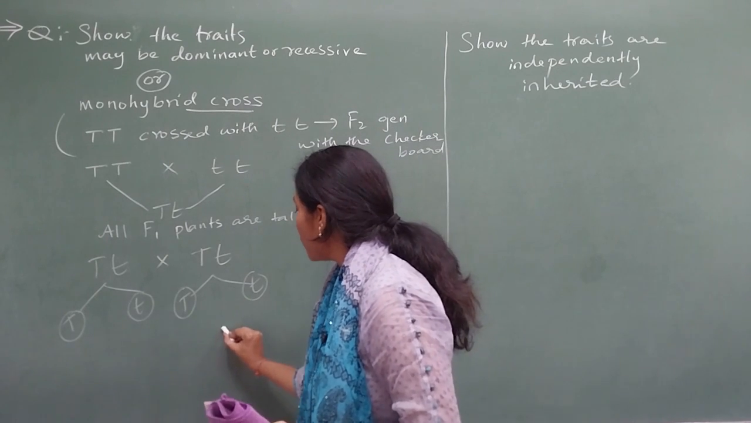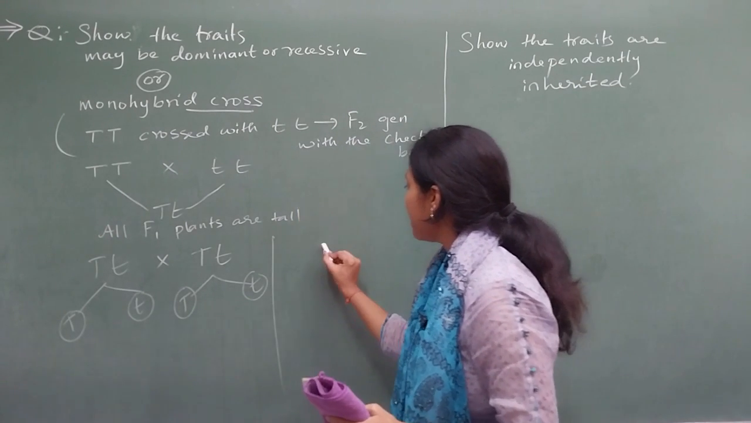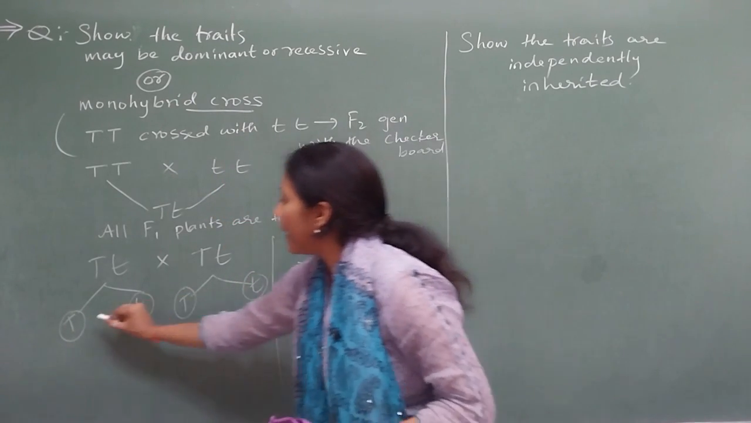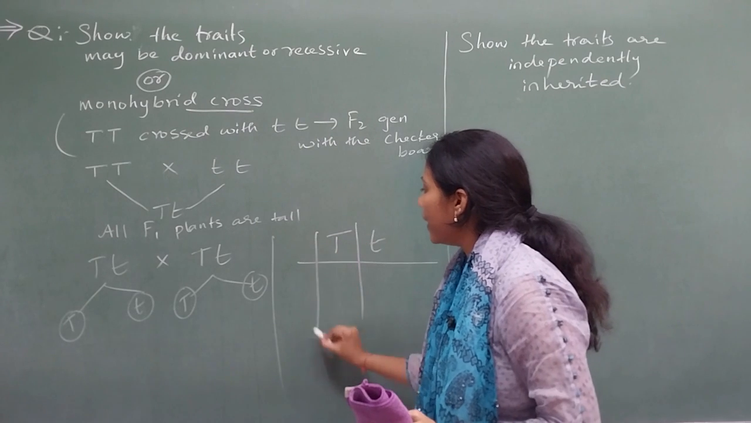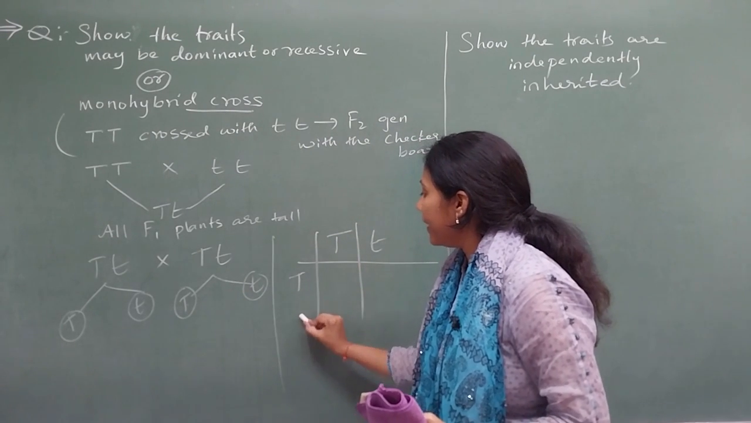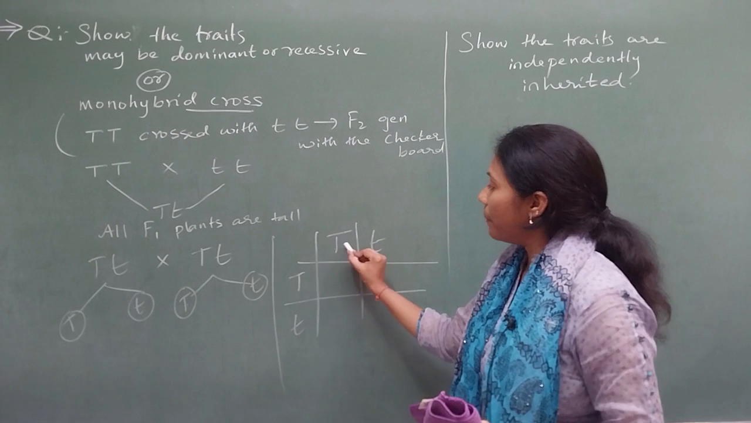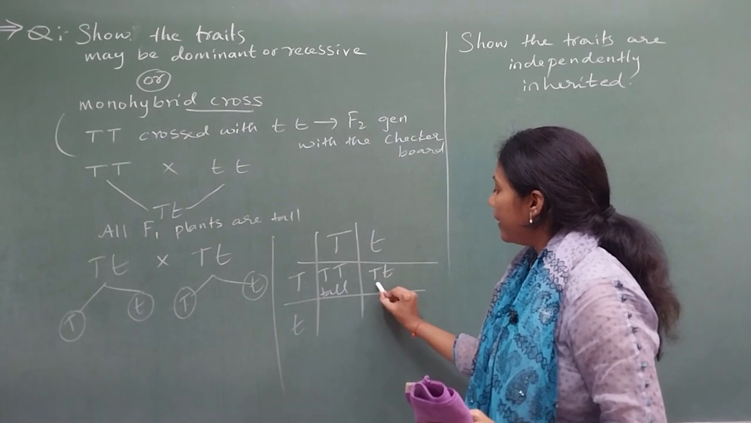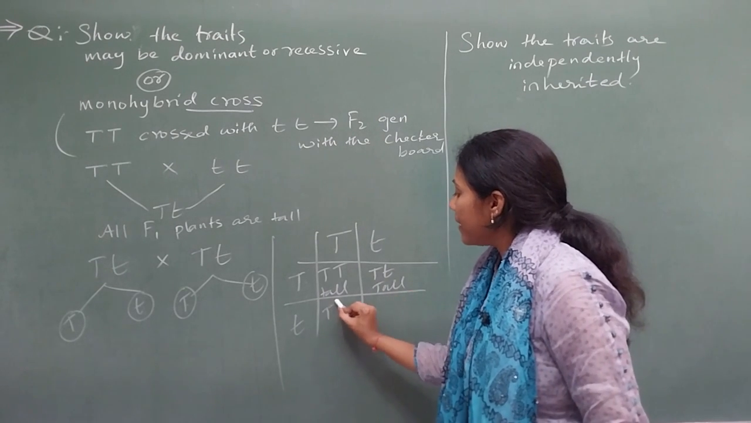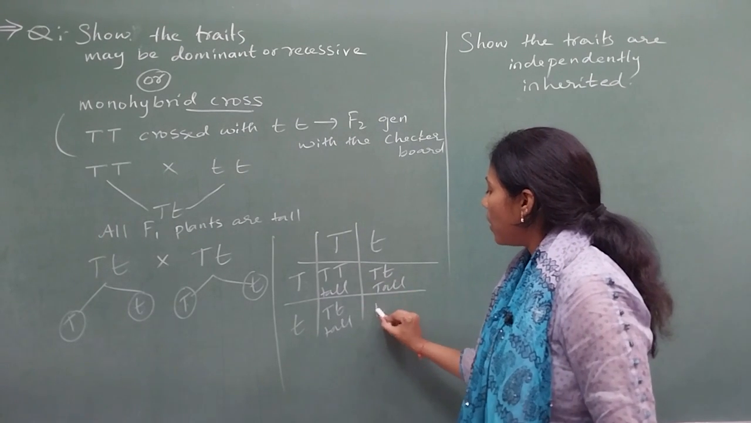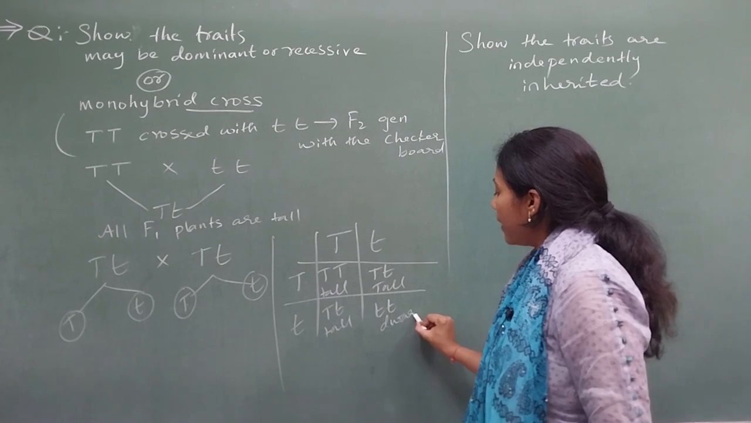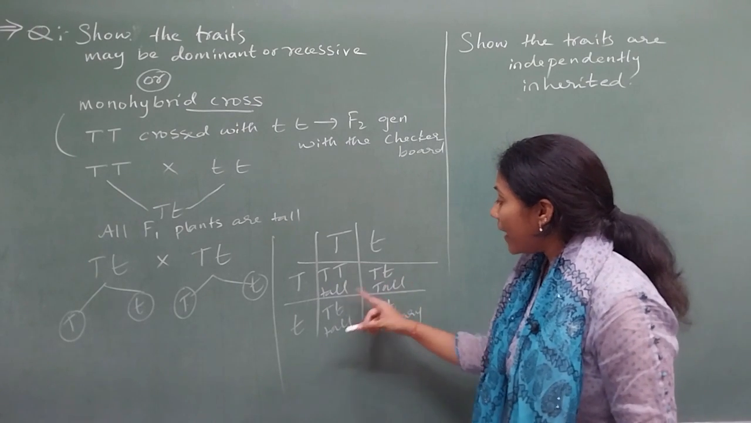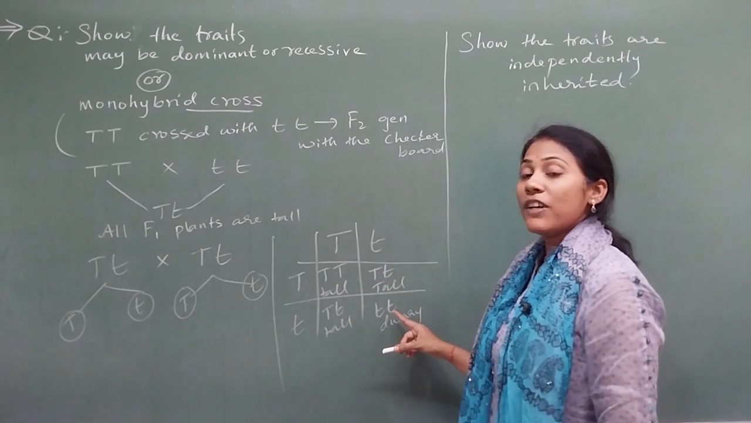And now the checkerboard. Doing a checkerboard is very simple. Just take the gametes of one parent and write them horizontally, capital T small t. And the gametes of the other parent I am writing vertically, capital T small t. Just multiply: capital T T is a tall plant, capital T small t is also tall, another capital T small t is also tall, and small t small t is a dwarf. So out of say 100 plants you got 75% tall plants and 25% dwarf plants.